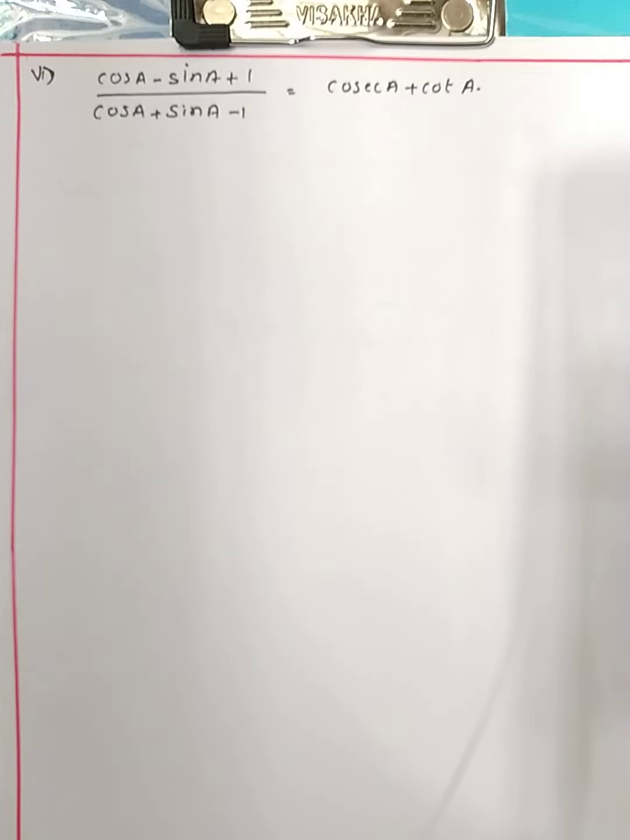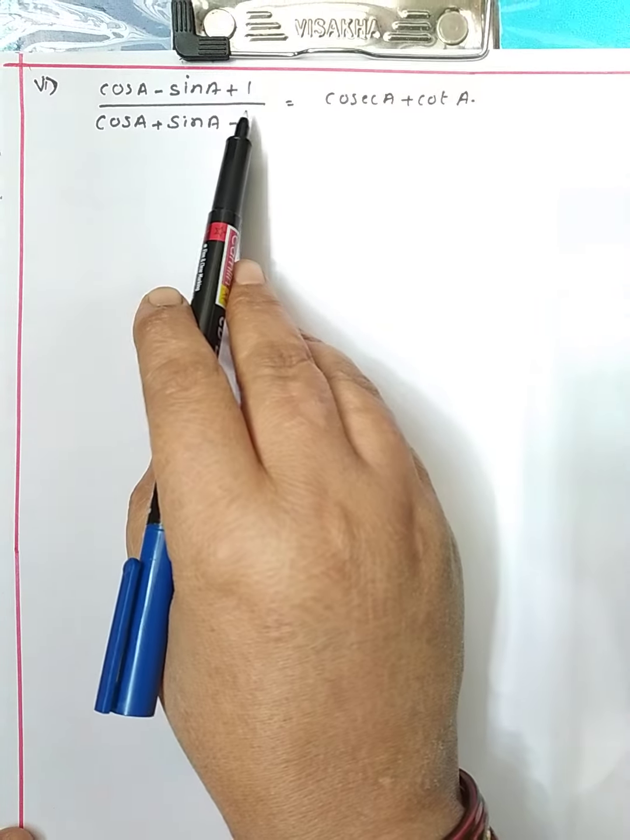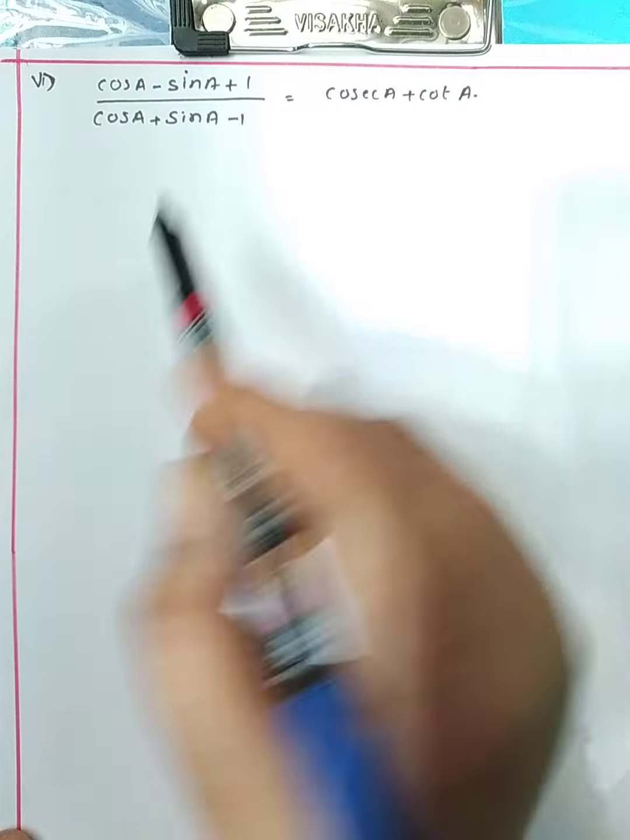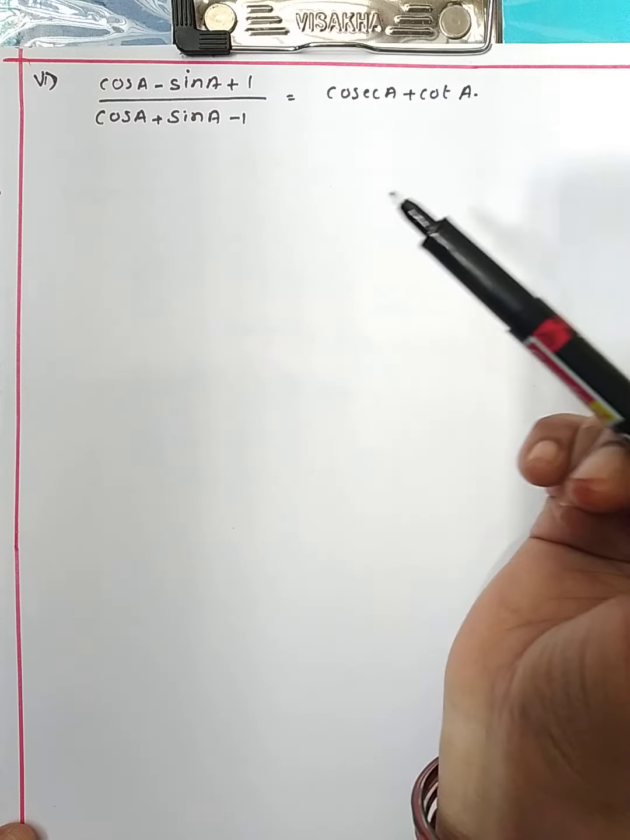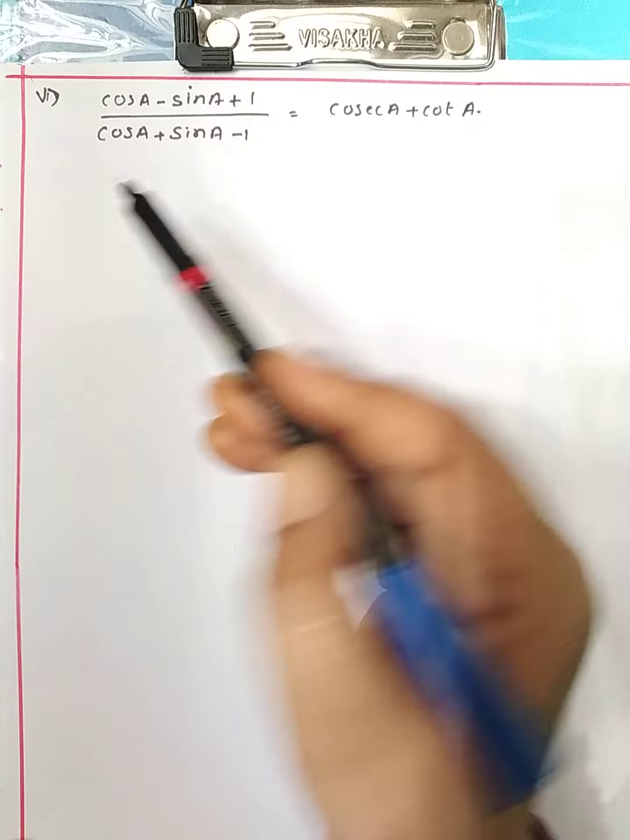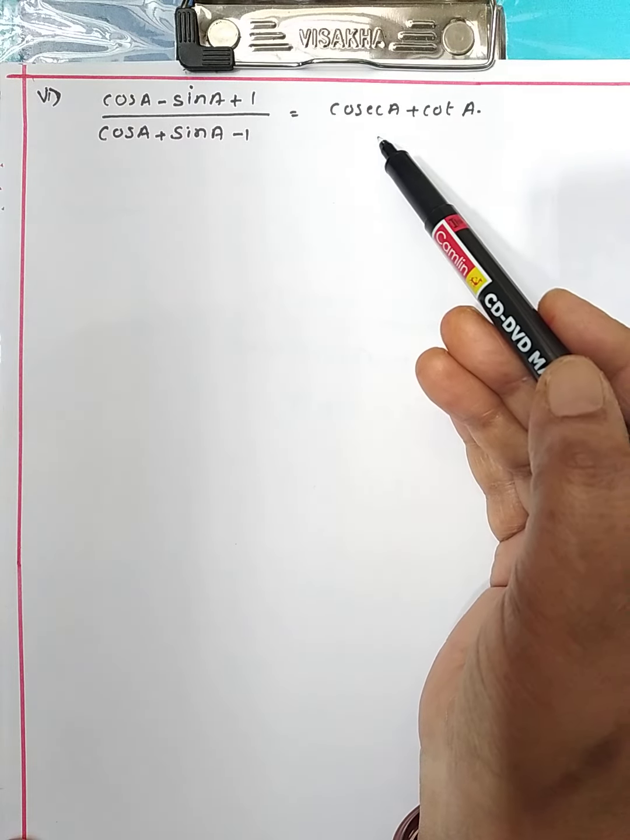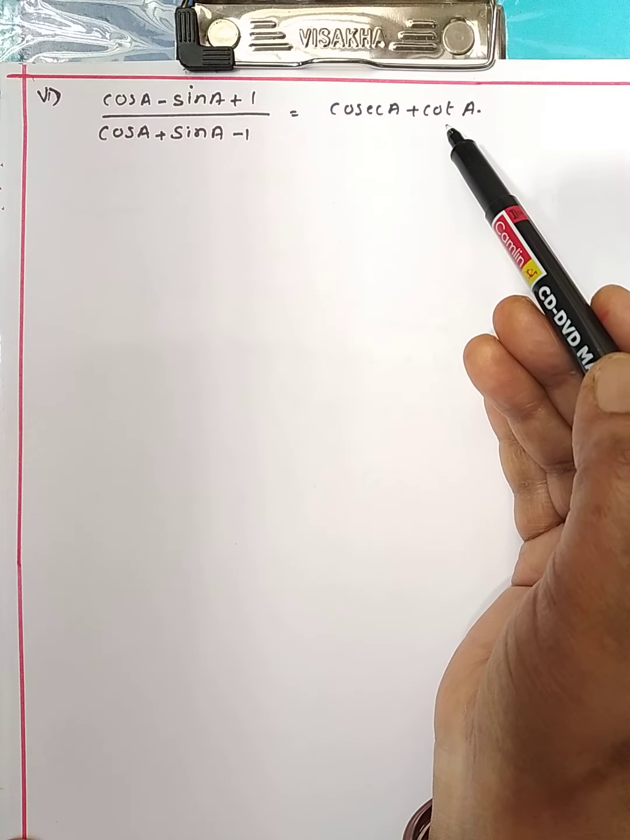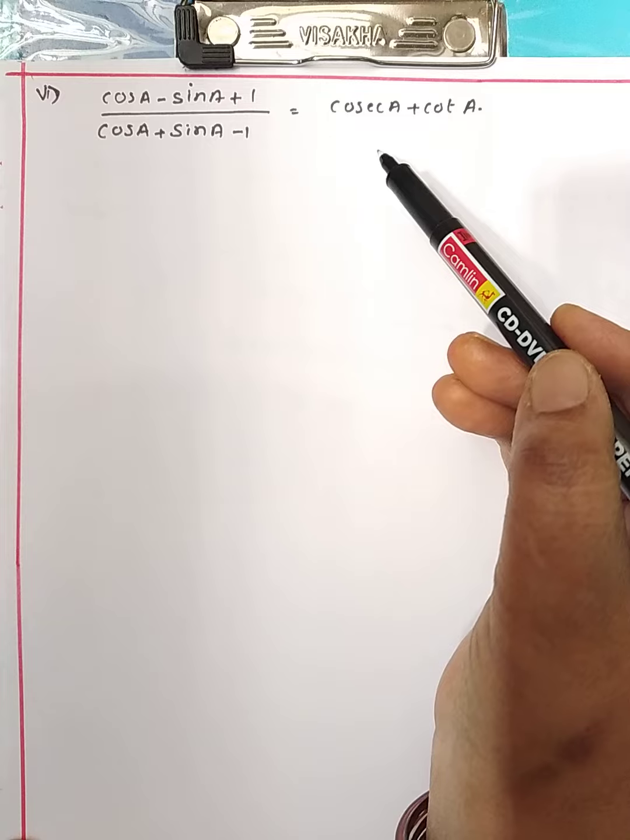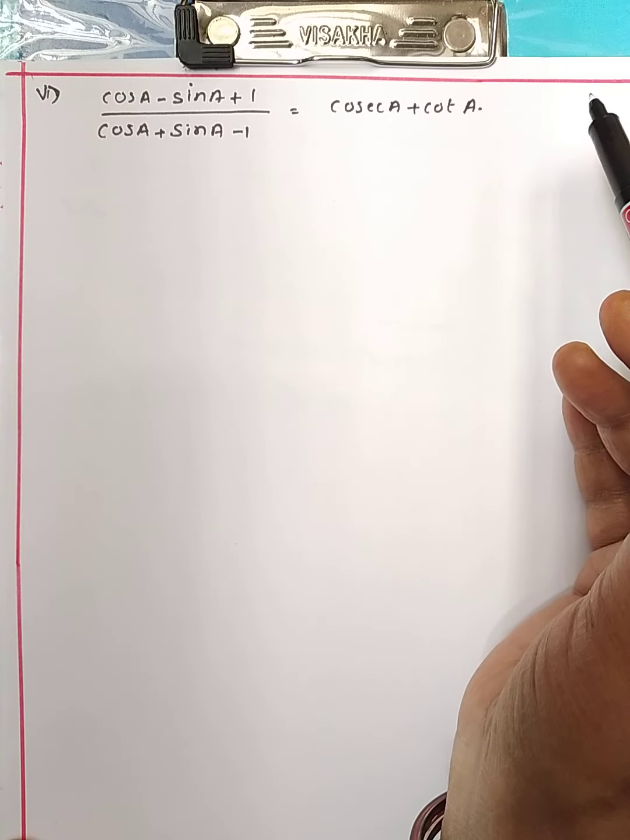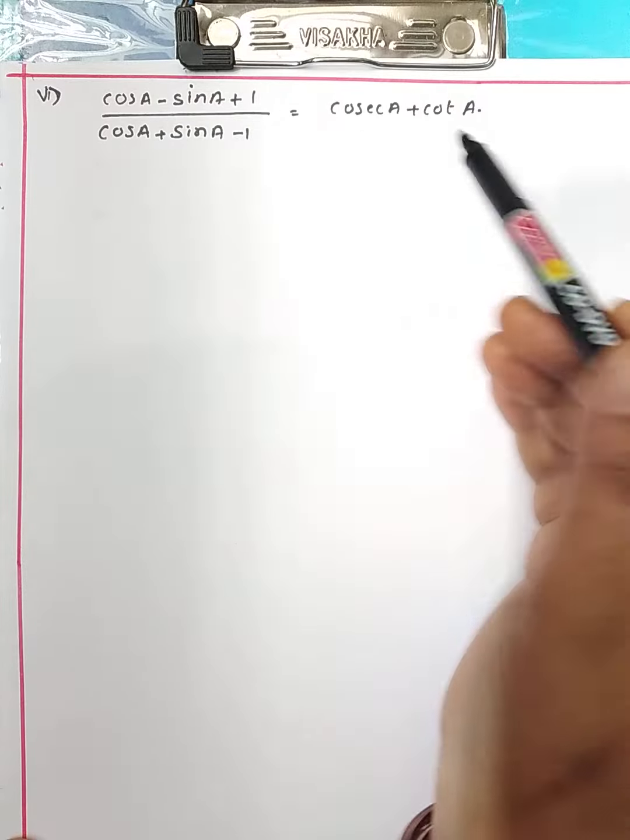Now the fifth question is cos a minus sin a plus 1 whole divided by cos a plus sin a minus 1 equal to cosec a plus cot a. In LHS all terms are in sin and cos form, and in RHS they are in cosec and cot form. In the textbook it is given to use the identity cosec square minus cot square equal to 1. Here we cannot directly apply it.